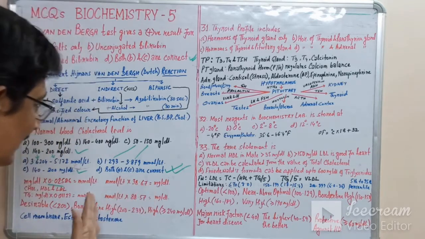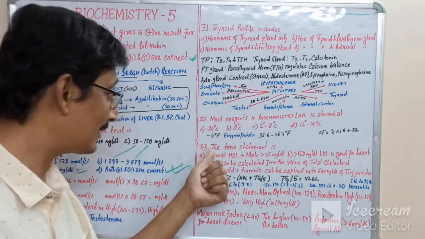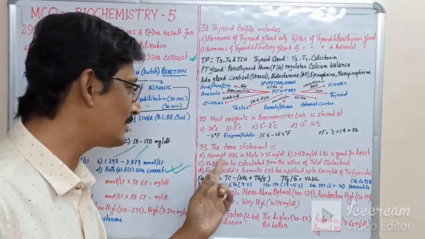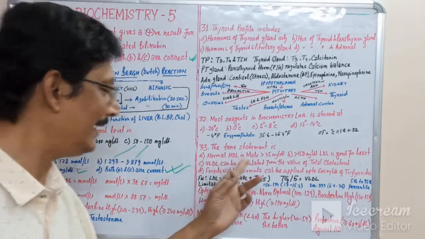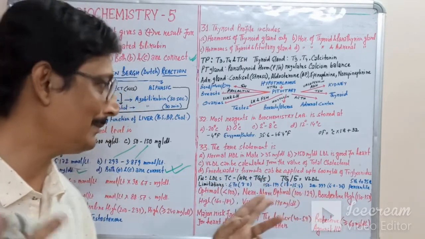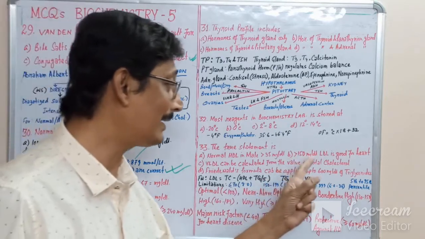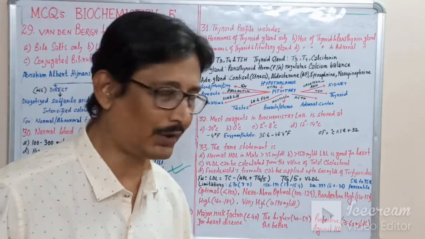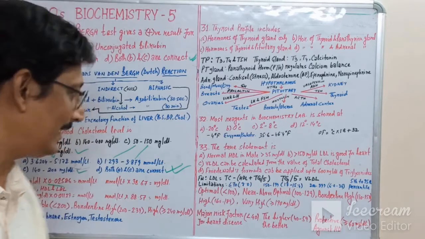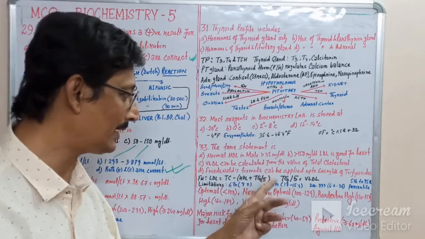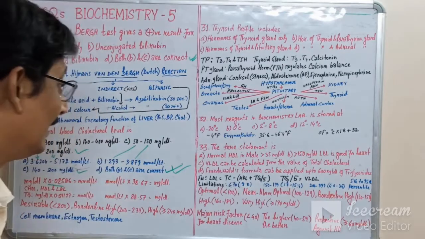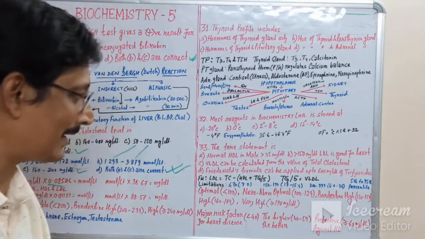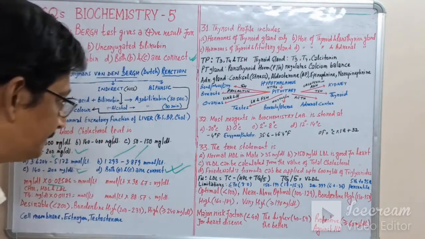Now the same question is like that, number 33. The true statement is: option A, normal HDL cholesterol level in male is more than 35 milligram per deciliter. B option, more than 150 milligram per deciliter LDL is good for heart. Now VLDL, that is very low density lipoprotein, can be calculated from the value of total cholesterol. Now Friedewald's formula can be applied up to 600 mg per deciliter of triglycerides.